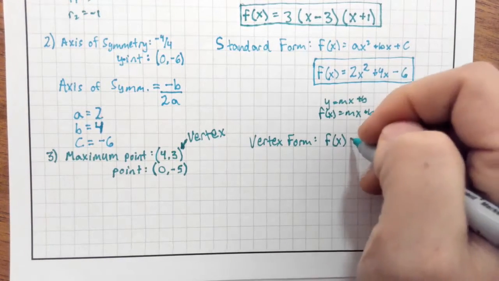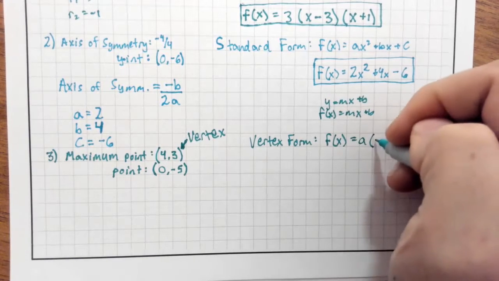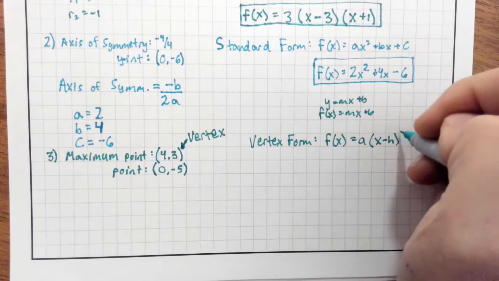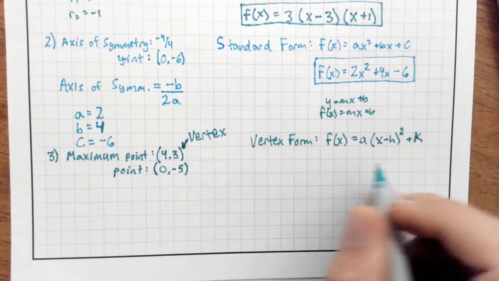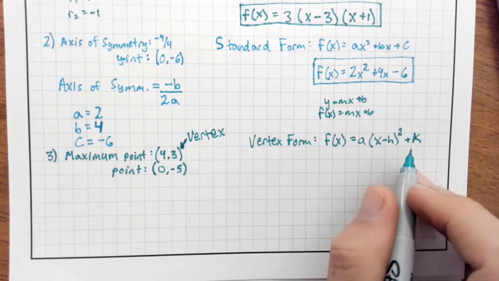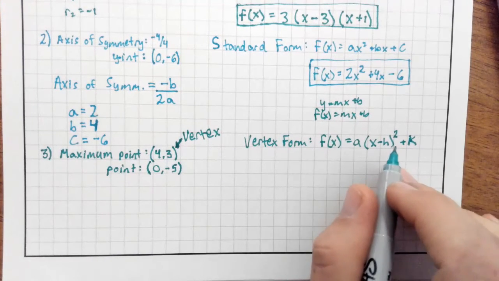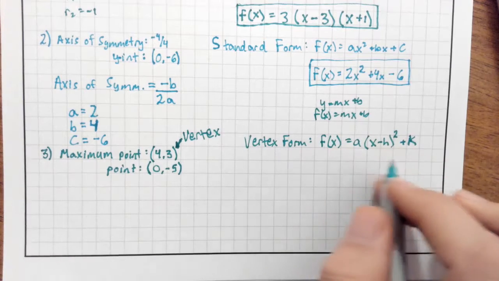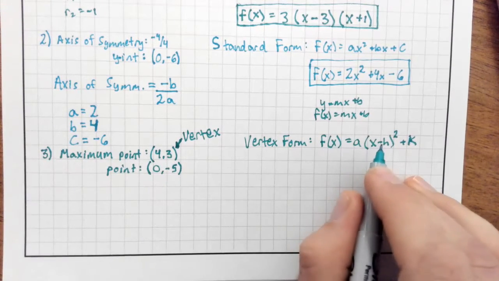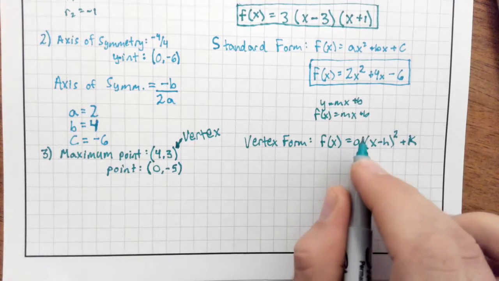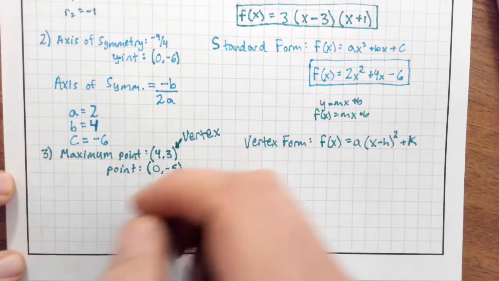f of x equals a times (x minus h) squared plus k. That is vertex form for a quadratic function. Now we have quite a bit of the stuff that we need. This works a lot like the factor form problem, where we need to identify all of these variables and then solve for a. So let's do that now.